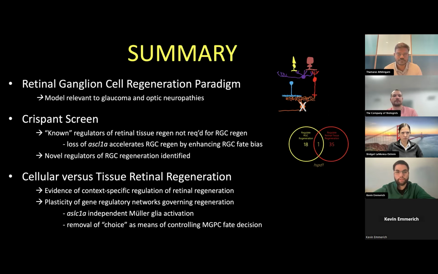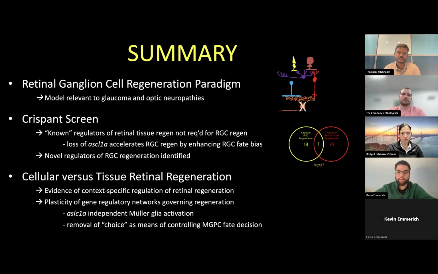So to summarize all this work, we created a new retinal ganglion cell regeneration paradigm that's relevant to diseases like glaucoma. We used a novel CRISPR screen approach that was published, I think in 2019 or 2020, by another lab. And we found that there were several known regulators of regeneration that were just not needed for ganglion cells to regenerate, including that the loss of ASCL1A led to an enhancement in the fate biasing of ganglion cells.